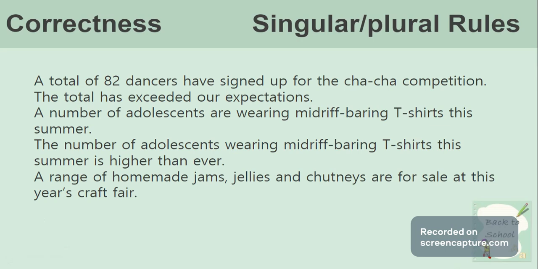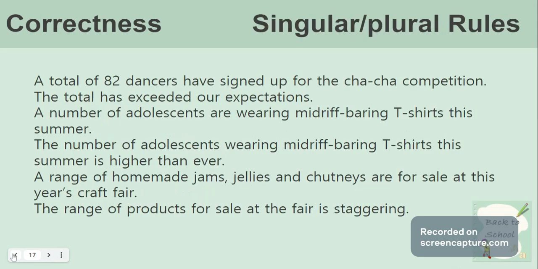That's why it's using "are" as a verb. In "arrange" here, "a" is singular, but "range" means it's an entire number, a range. Ibig sabihin, it is composed of many, a range of homemade jams. Okay? Next one. The range of products for sale at the fair is staggering.